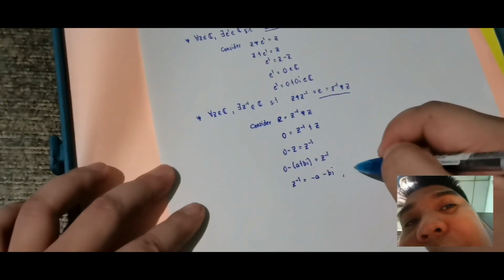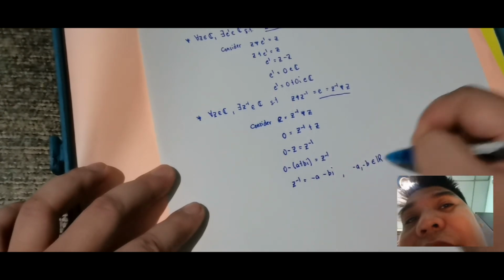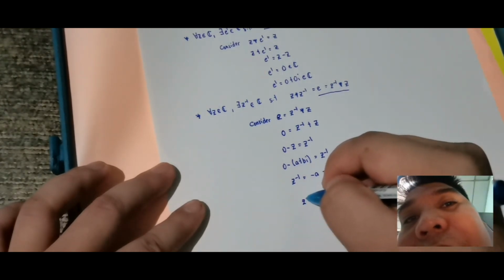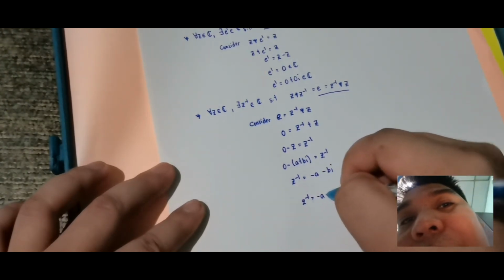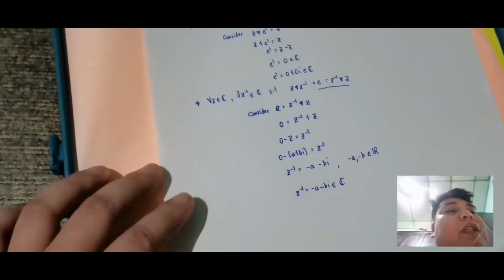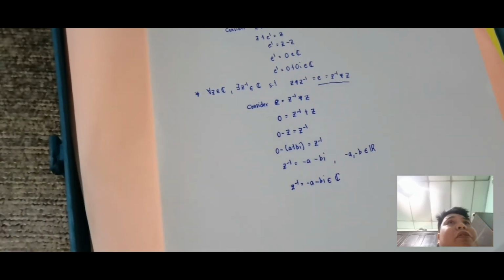Okay, so note that negative a and negative b is also an element of real number pa rin. So therefore si z inverse, which is equal sa negative a minus bi, is also an element of complex number. So therefore nag-i-exist yung kanyang inverse. So paano yung inverse na? Yung negative. Okay, yung negative lang. So for example, 2 plus 3i, i-negative lang yun, that is negative 2 minus 3i.